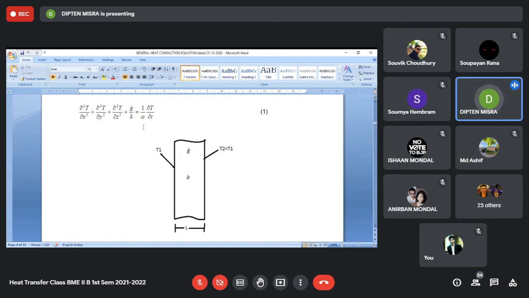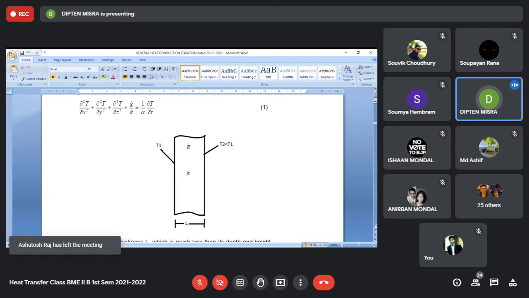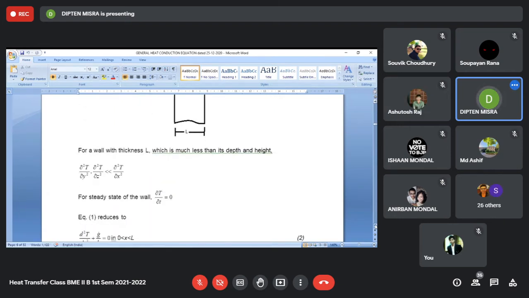And from there, applying the particular cases of simplicity, that is ∂T/∂y equal to 0, ∂T/∂z equal to 0, ∂T/∂time equal to 0, these terms will cancel out: ∂²T/∂y², ∂²T/∂z², and ∂T/∂time will become 0, and the equation will simplify to d²T/dx² plus g dot by k equal to 0. So the simplified equation I think we have shown over here.